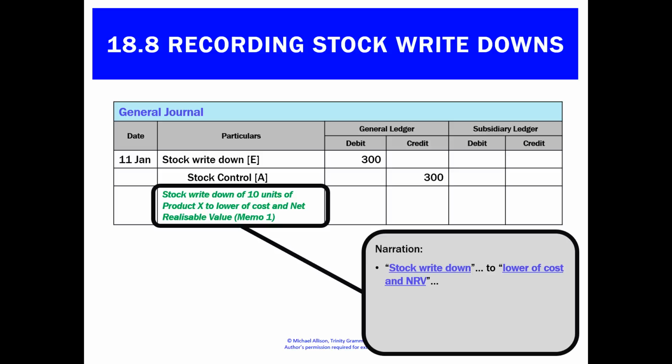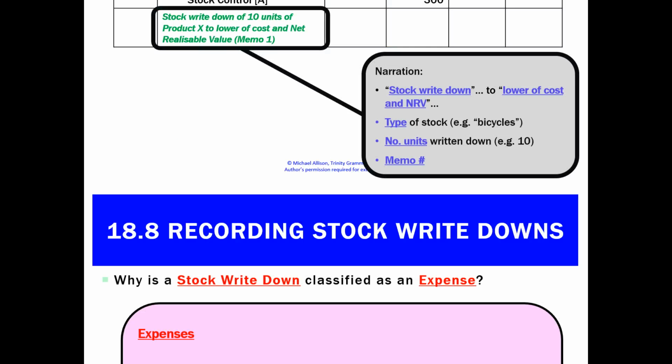So we want to write this is a stock write-down, or maybe we're lowering it to cost or net realizable value. We also want to write the type of stock, in this case bikes. We want to write the number of units, in this case 10. And then we definitely need the memo number. In the example you can see it's memo number 1.